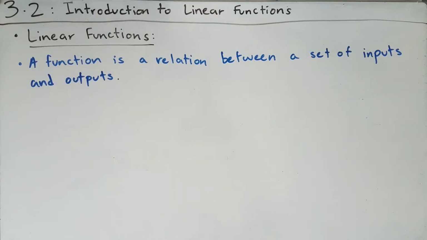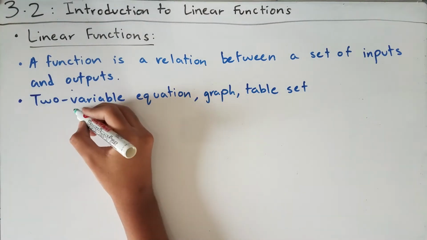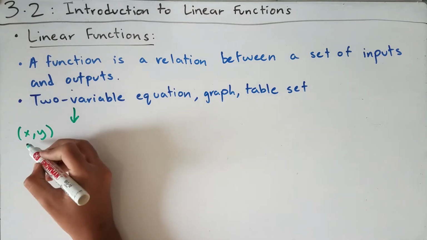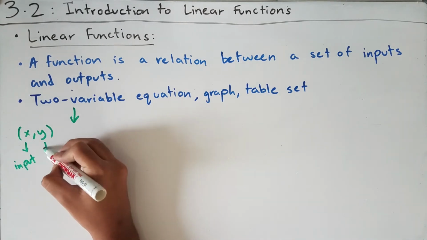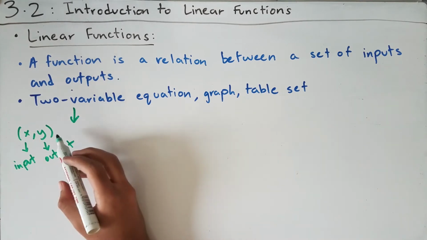In the last video we learned that a function is a relation between a set of inputs and outputs. We also learned that functions can be represented like a two-variable equation, a graph, or a table set. So an example of a two-variable equation could be with the two variables of x and y. We learned that x is the input of the function and y is the output of the function. Usually when we're talking about functions, we consider the y as our output.